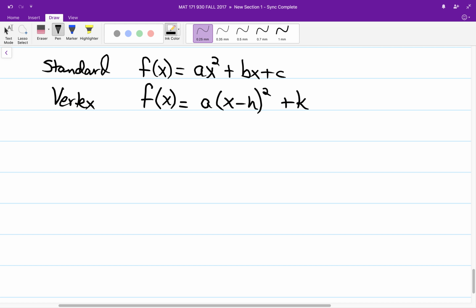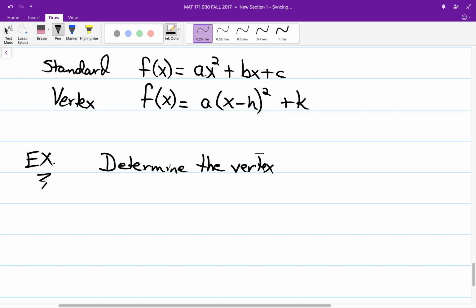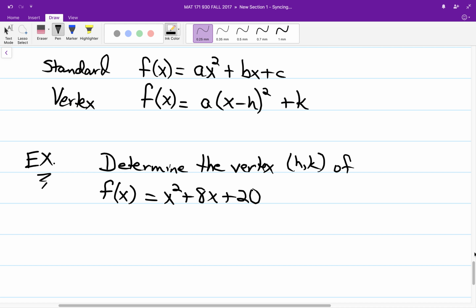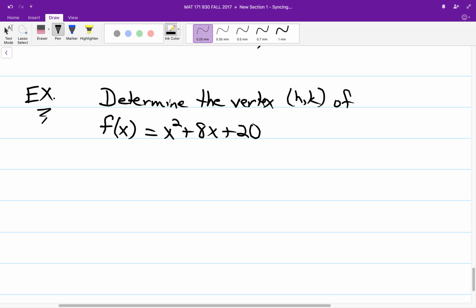And let's say that in terms of converting, if I were to determine the vertex, we'll say that we have f of x is equal to x squared plus 8x plus 20. So for x squared plus 8x plus 20, this is going to be the standard form.